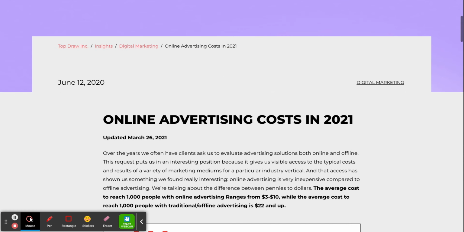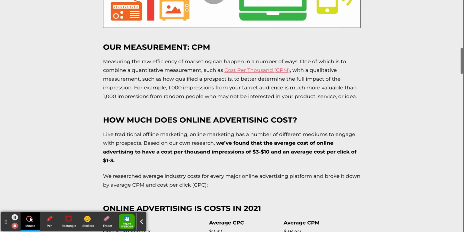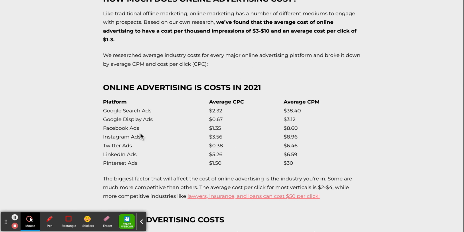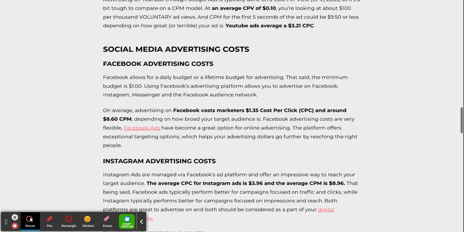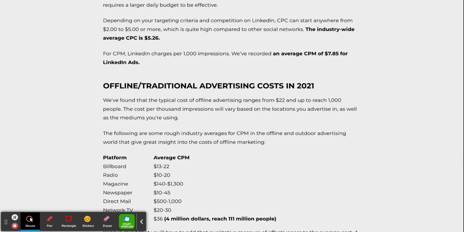Just looking at costs. Online advertising costs in 2021 vary even by where you're at. The average cost to reach 1,000 people with online advertising ranges from $3 to $10. The average cost to reach 1,000 people with traditional offline advertising is $22 and up. So it can be a lot cheaper to advertise on social media, and you can really hone in to get exactly to your target market. Here are some different costs that they're talking about: Google search, display, Facebook, Instagram, Twitter, LinkedIn, Pinterest, all the ones that we're used to seeing. It really does depend on which platform you're going to be using as far as what those costs look like.